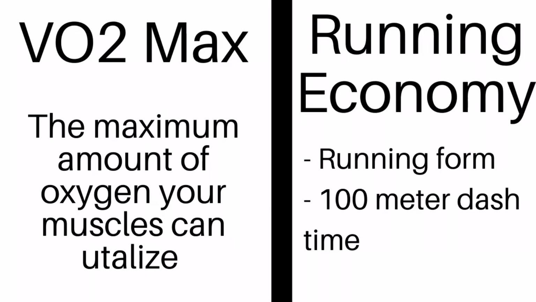So you can see here that if you know which one you need more room for improvement, whether it's VO2 max that you need to improve on or running economy, it would be very crucial to know this information so you can do the proper training you need to do to improve on your weakness. You've got a lot more potential when it comes to improving on your weakness than on what you're already good at.